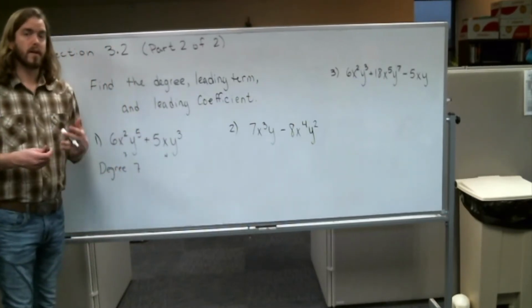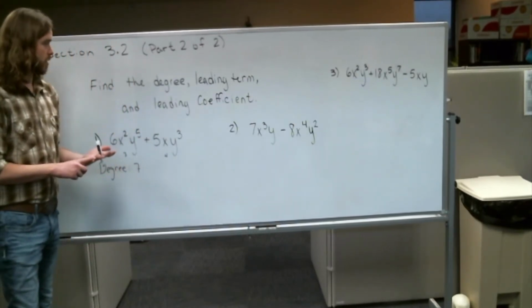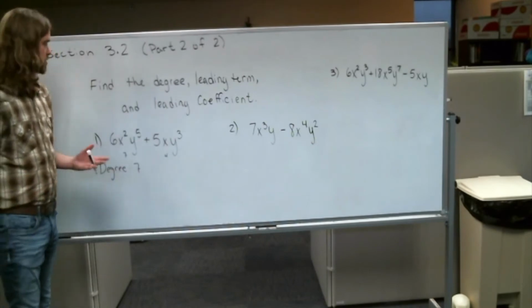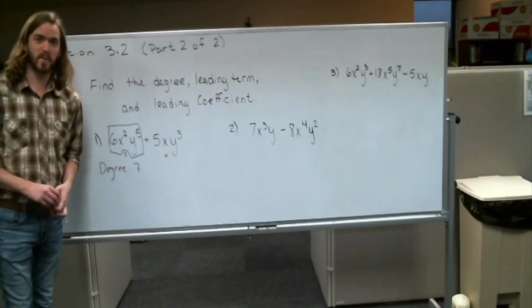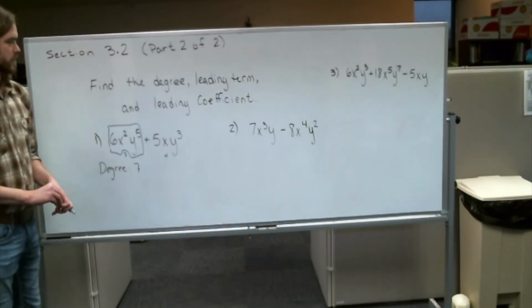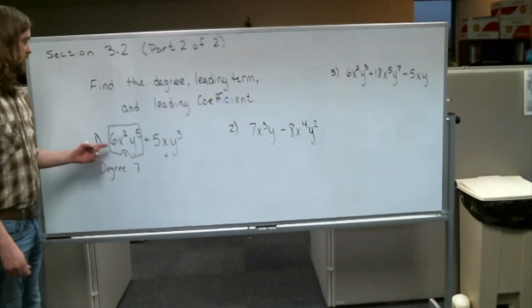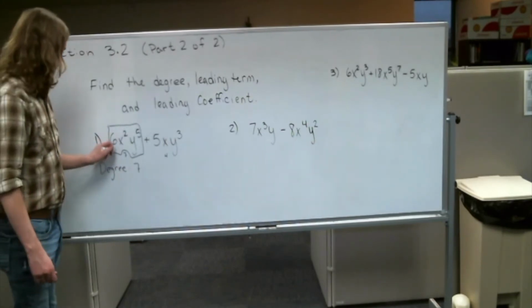Now, this helps us find our leading term and our leading coefficient. So that is going to be 6x squared y to the fifth. Now, to find the leading coefficient, that's just the coefficient of your leading term, so it's going to be 6.